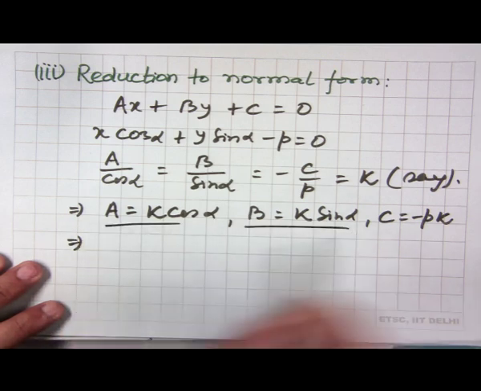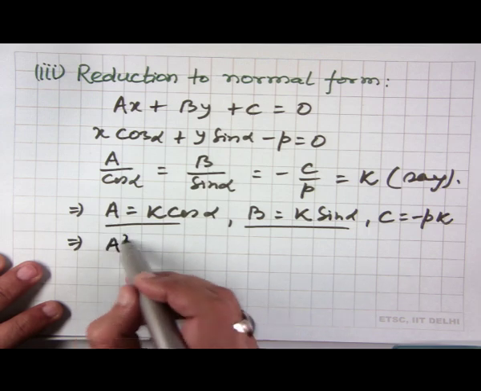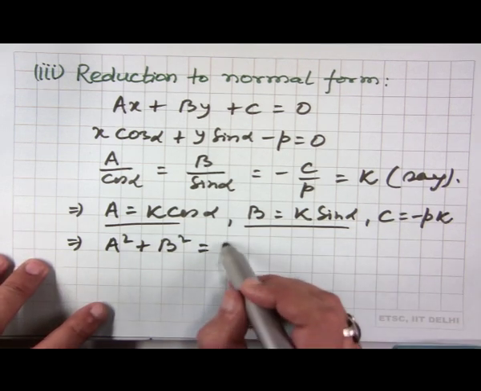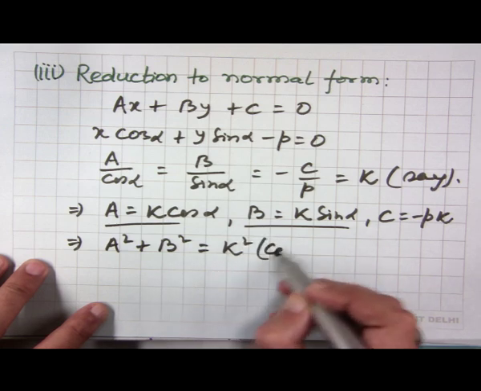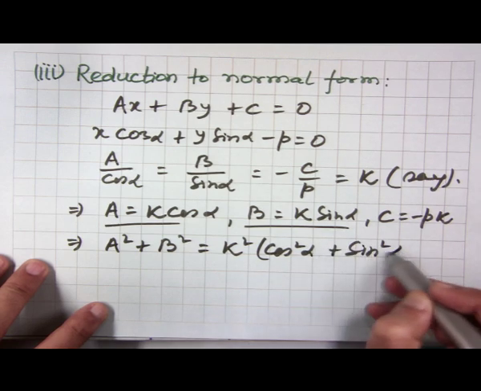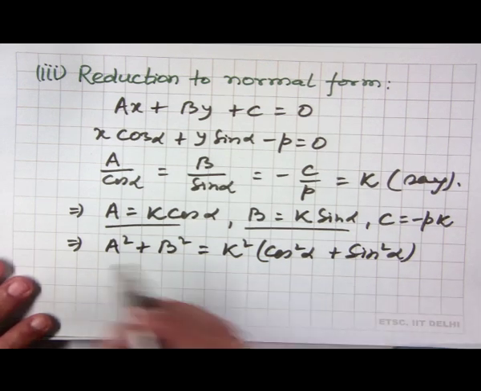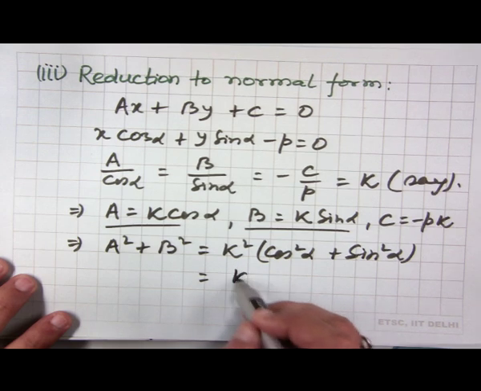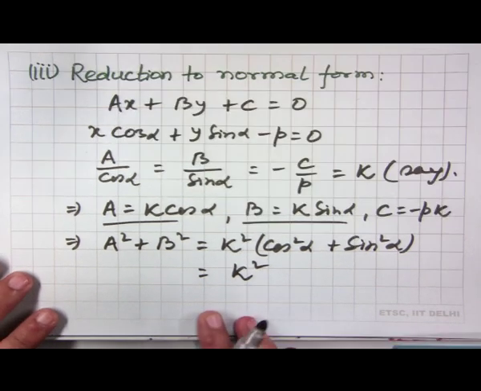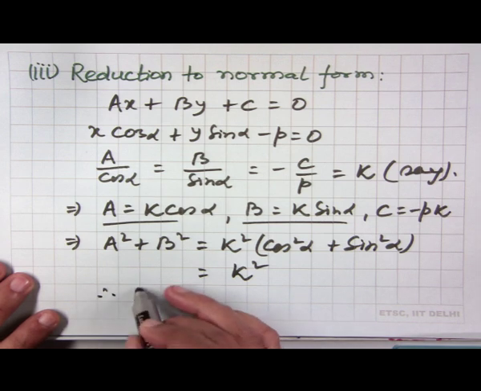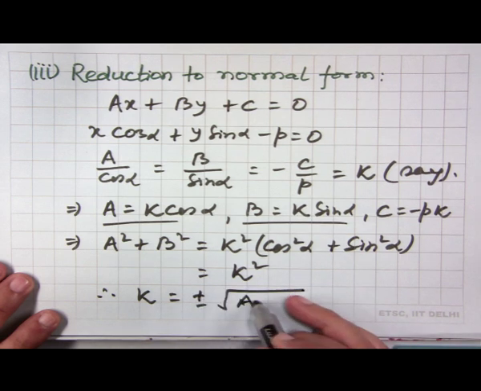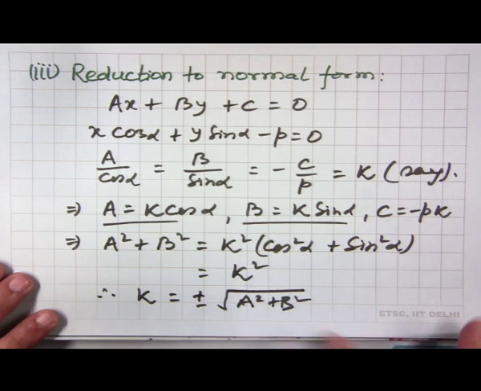Squaring these two and adding: a square plus b square is equal to k square cos square alpha plus sin square alpha, which is equal to k square, as sin square alpha plus cos square alpha equal to 1. So k is equal to what? k is equal to plus minus root under a square plus b square.